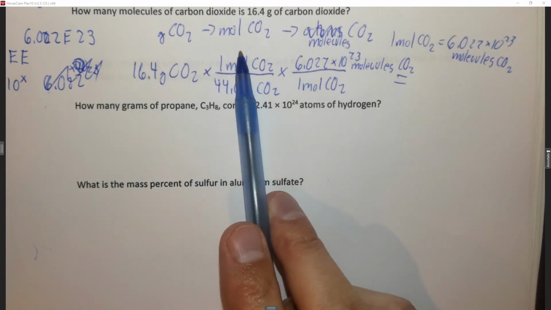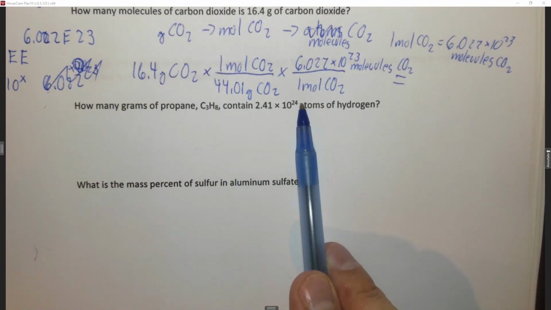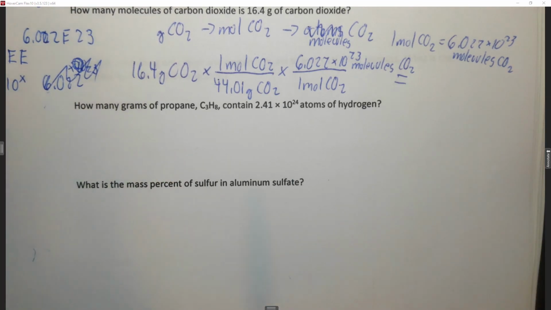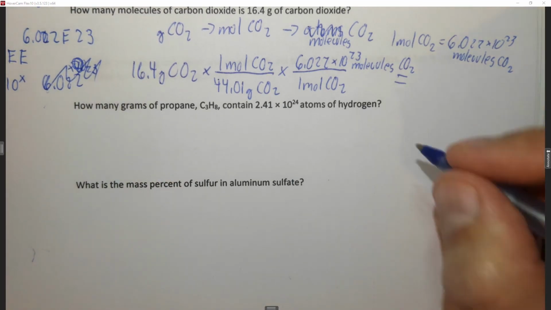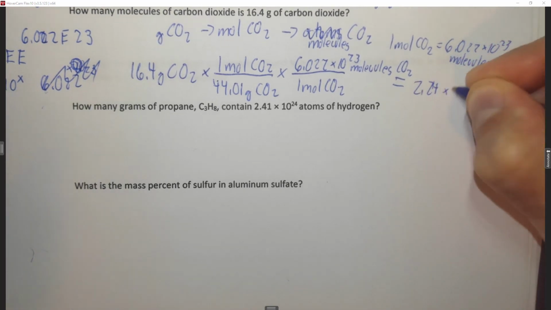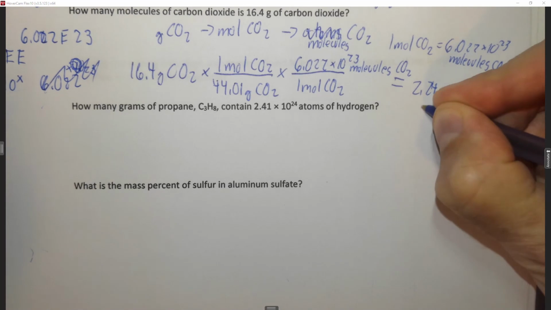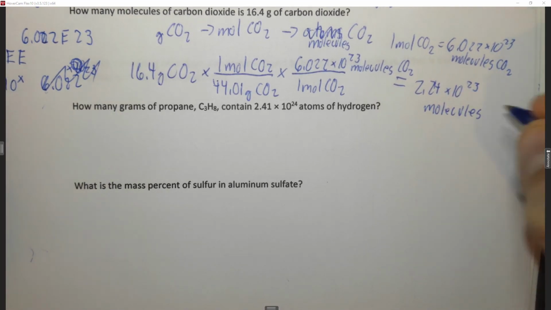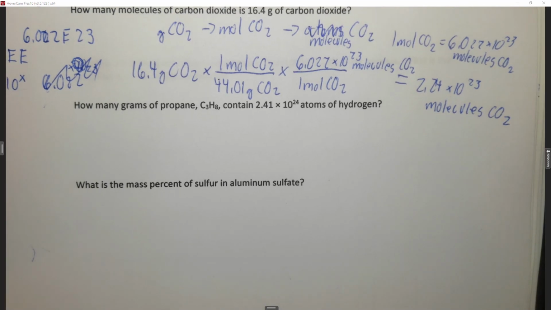So multiply by the top, divide by the bottom, multiply by the top, divide by the bottom. We have 3 sig figs here, so we want to round our answer to 3 significant figures. And when we do all this math, we find that there are 2.24 times 10 to the 23rd molecules of CO2. And that gives us our answer.